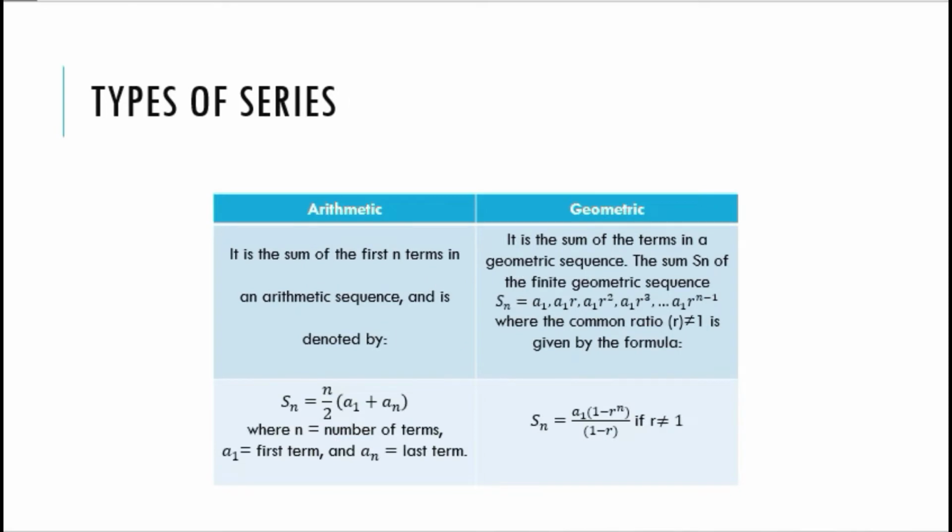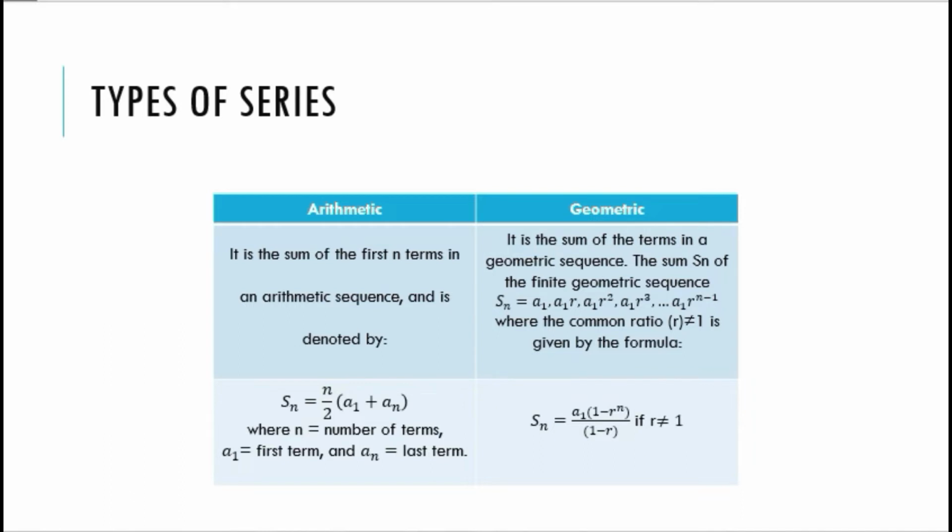So for the types of series, we have two. We have the arithmetic and geometric. An arithmetic series is the sum of the first n terms in an arithmetic sequence and is denoted by the following formula, wherein S sub n, or the sum, is equal to n divided by 2 times a sub 1 plus a sub n, where n is the number of terms, a sub 1 is the first term of that sequence, and a sub n is the last term of that sequence.